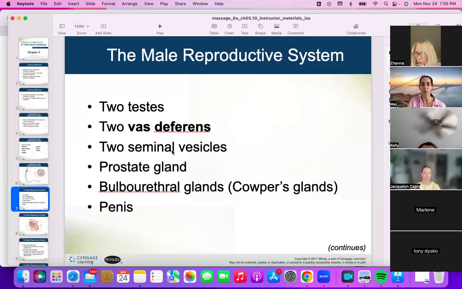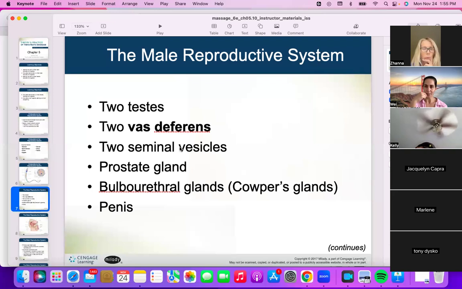Next, we have the two seminal vesicles. So these are also tubes located outside of the prostate. And they produce this fluid that is secreted into the ducts at the time of ejaculation. So seminal vesicles, the seminal fluid is going to come out of it, okay? And that seminal fluid contains sugar, mucus, and other substances. Its function is to nourish the sperm and help it travel to the female reproductive organ.